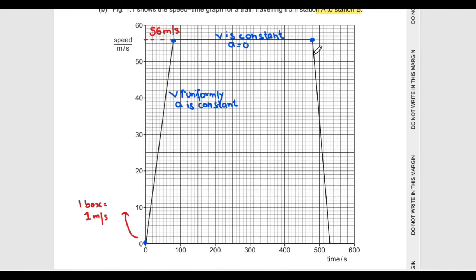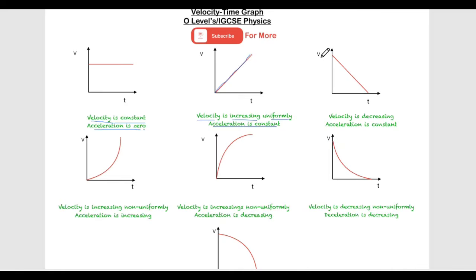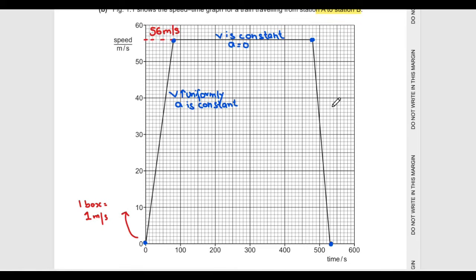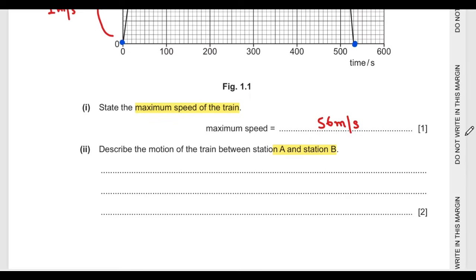From this point till the point here, if we see the velocity time graph information, a negative gradient line represents that velocity is decreasing and deceleration is constant. So I'll write this over here. The velocity is decreasing and deceleration is constant. Writing all the information over here as well.